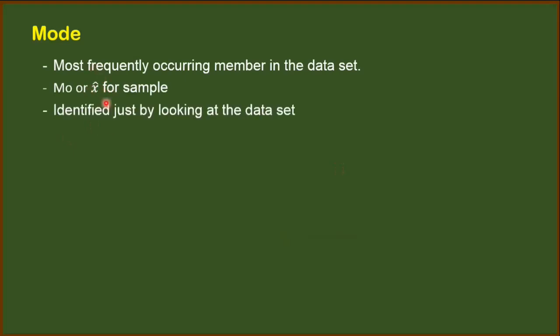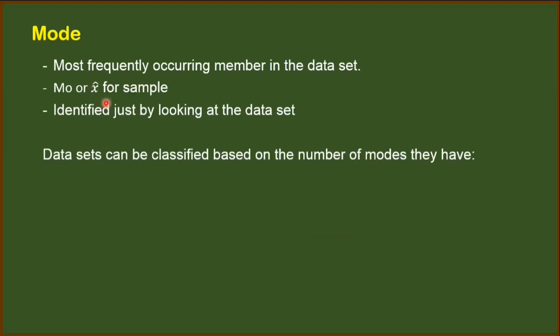Mode is defined as the most frequently occurring member in the dataset. It is symbolized by MO or X with a hat on top for sample. And it is identified just by looking or by observing the dataset. After observing the dataset, we can classify it based on the number of modes it has.